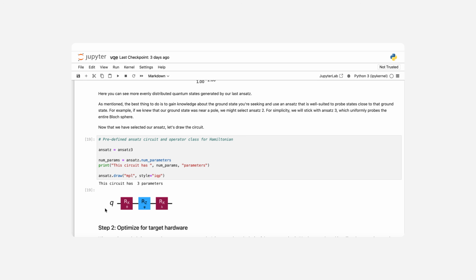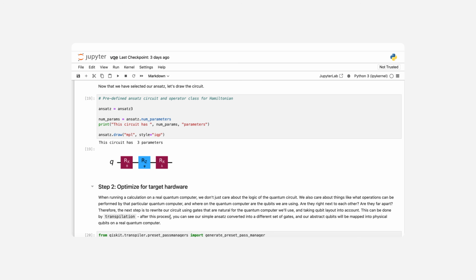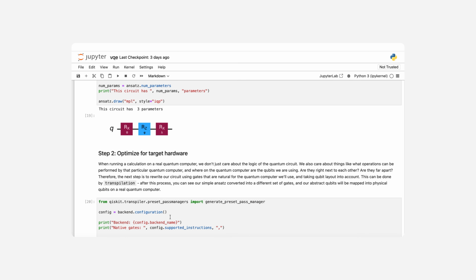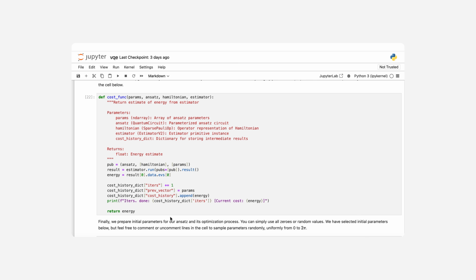Our ansatz circuit then looks like this. Starting in the qubit state 0, we then apply 3 rotations around each axis, with a parameterized angle for each rotation. Then, after transpiling our circuit to optimize it to the specific quantum computer we're going to use, we can run it. For the execution step of VQE, we need to involve our classical optimizer.